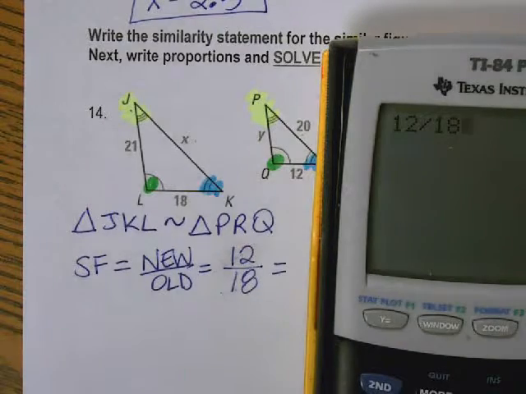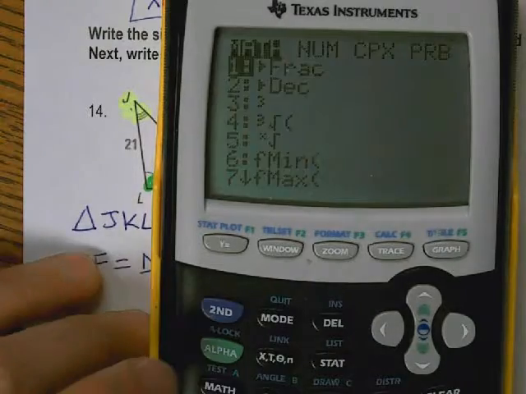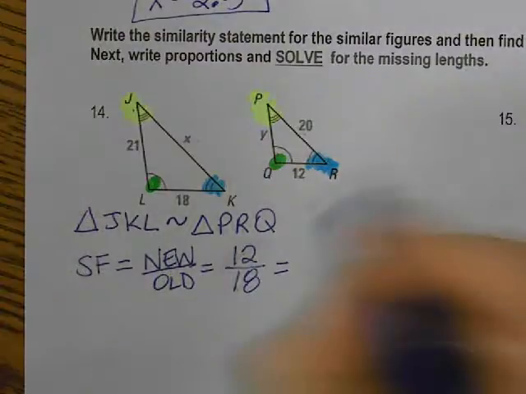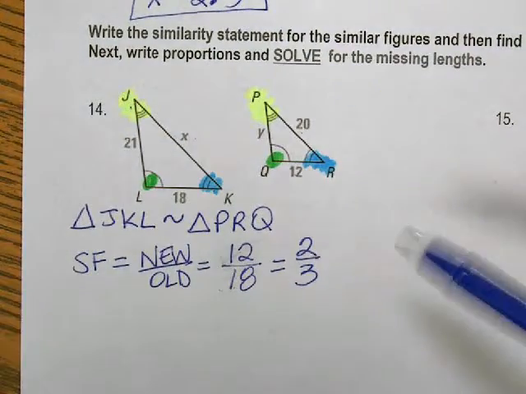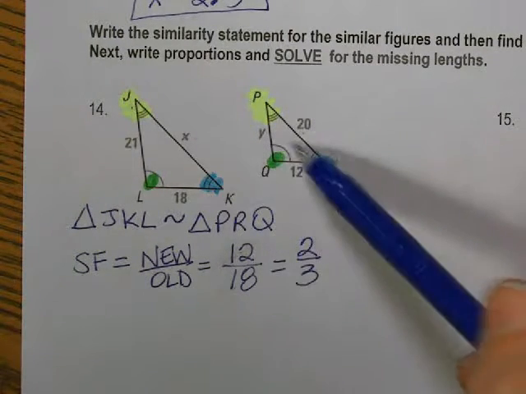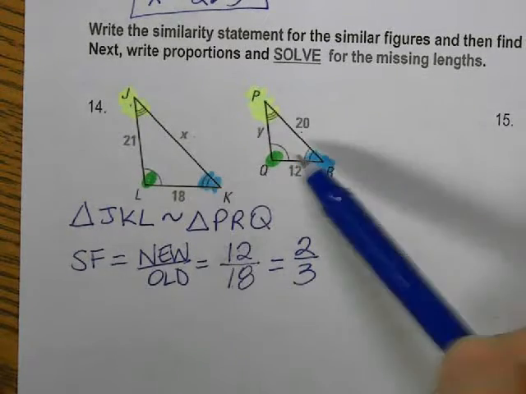12 divided by 18. Get a decimal. Push math, enter, enter. Get a fraction, 2/3. Look at your scale factor. Does it make sense? This is less than 1. Is my triangle getting smaller? Yes. Okay, now it says to find x and y.